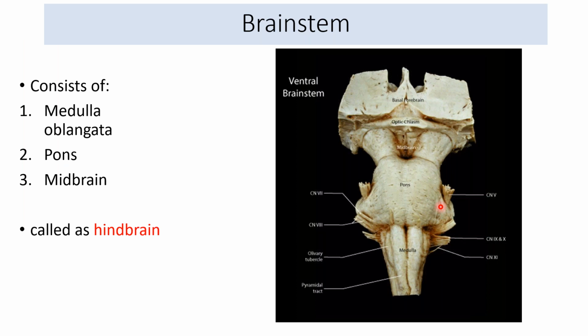The brainstem consists of three portions. From below, this is the lowermost part, which is called the medulla oblongata, followed by the pons, and then the midbrain. The midbrain is the portion which connects the brainstem with the higher center, that is the cerebrum. The entire brainstem is called the hindbrain.